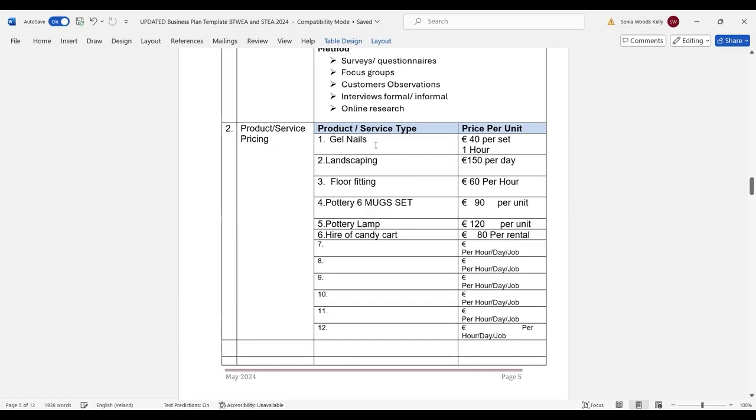So for example, somebody providing gel nails as a service, they will have to estimate how many sets they propose to complete in a week, then in a year, and multiply that at the cost per set, and that will give their income for the year.